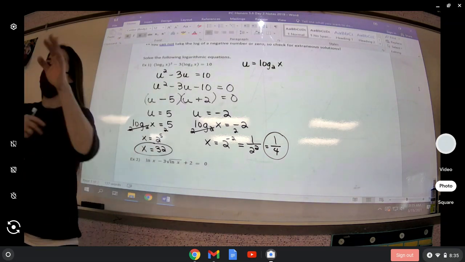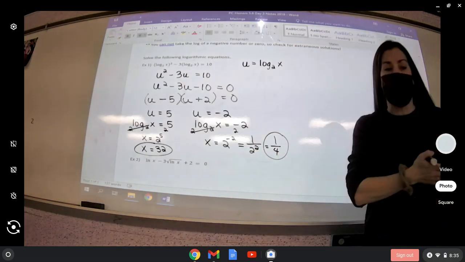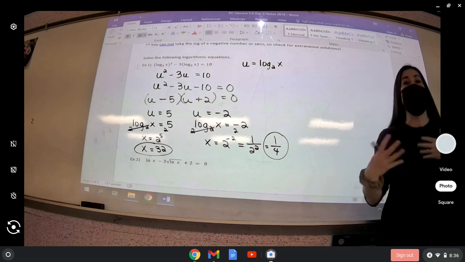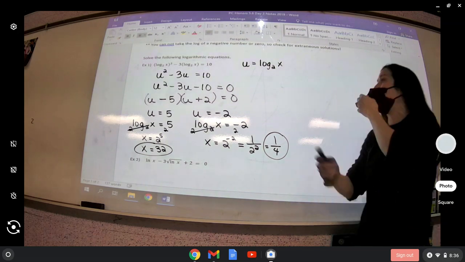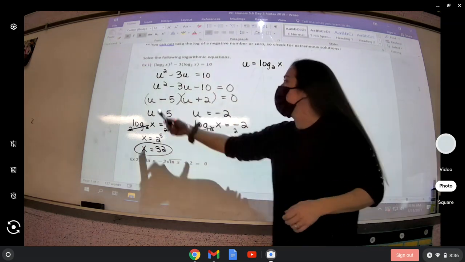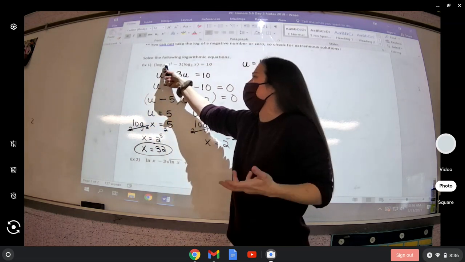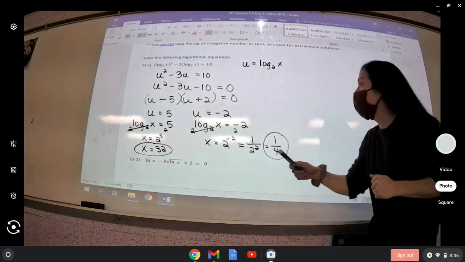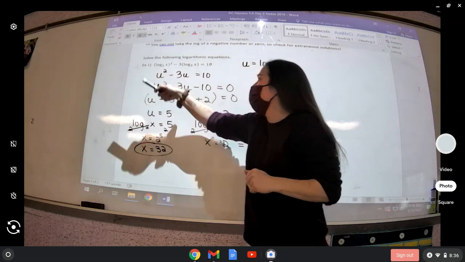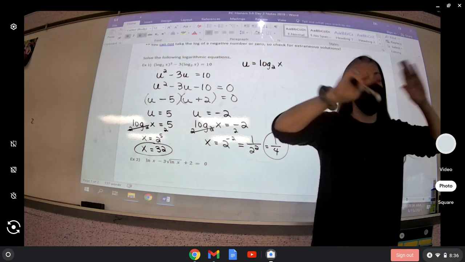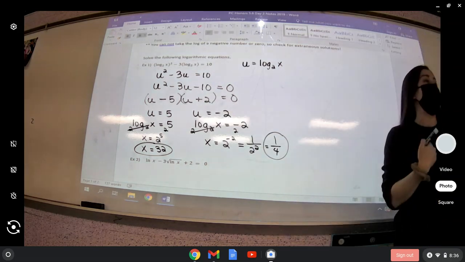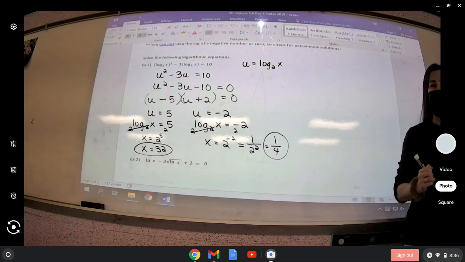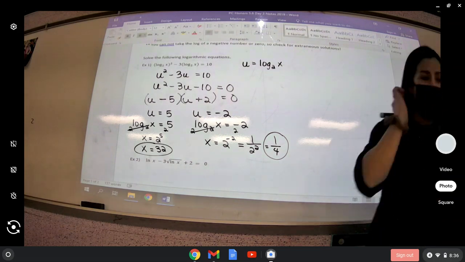Okay, and now we have to check for extraneous. You want to make sure that if x is 32 or if x is 1/4, does any of that result in you now taking the log of a negative number or 0? So go back to the original. If x is 32, I'd be taking log base 2 of 32, it's fine. 1/4, I'd be taking log base 2 of 1/4. Both of them are fine. None of it is you taking the log of a negative number or 0. So you keep both answers. How'd that feel, okay? Everybody good?